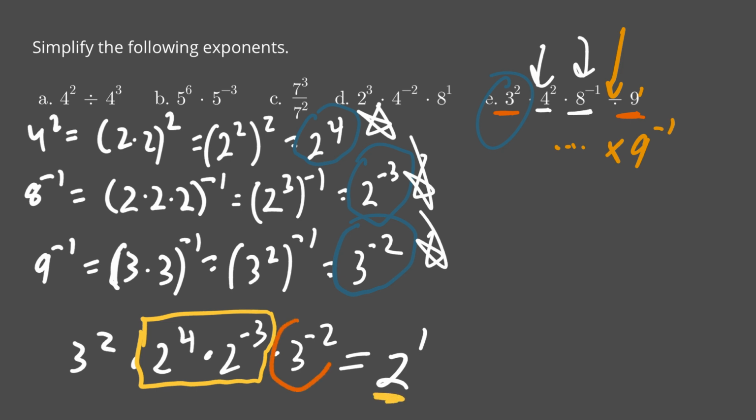Now we need to look at the reddish orange. We have 3 to power 2 times 3 to power negative 2. Again, adding those exponents, we get 2 minus 2, which is the same thing as 0. So we have 3 to power 0. And you should know that anything to power 0 is 1. So we cross this out, put a 1 here, and 2 to power 1 times 1 is simply 2. And that is your final answer for this problem.